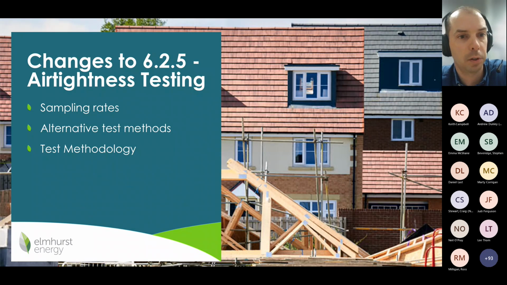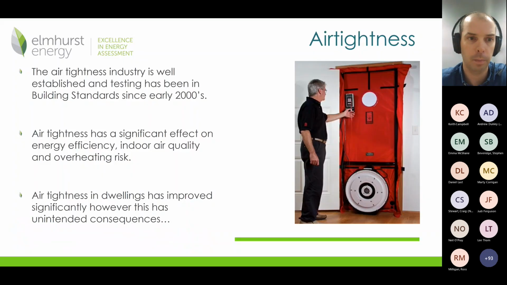Air tightness testing. There are some changes to standard 6.2.5 in terms of the sampling rates for air tightness testing, test methods, and the methodology itself. A bit of context: air tightness has been around for a long time. It's been part of the building standards since the early 2000s. It's a really good indicator of how well constructed the building's envelope is.